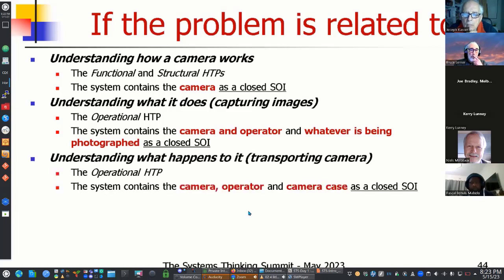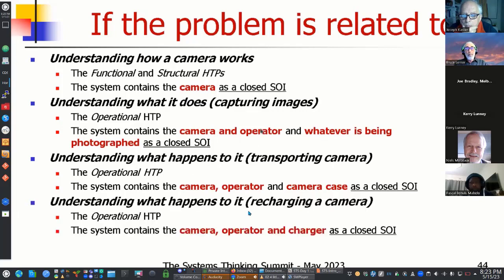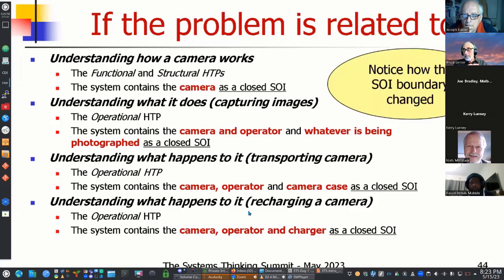If we're trying to understand what happens to it, for example, transporting the camera, then we use the operational perspective, and the system contains the camera, the operator, and the camera case as a closed system of interest. If we're trying to understand what happens to it, for example, recharging it, again it's the operational perspective, and now the system contains the camera, operator, and charger as a closed system of interest. And notice how the system of interest boundary changed. And this was discussed in session 0.